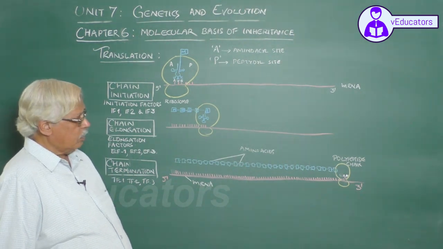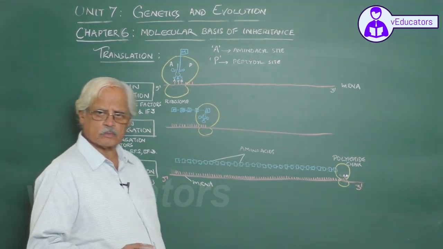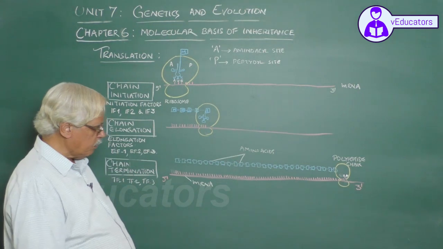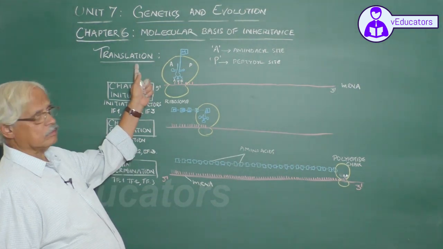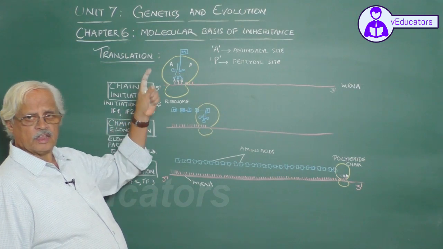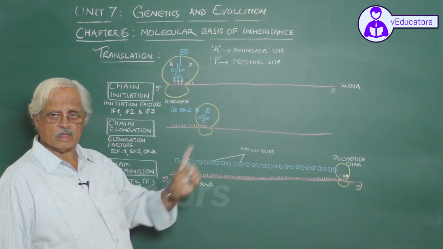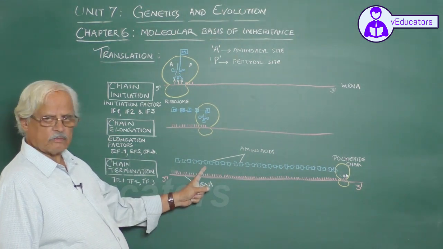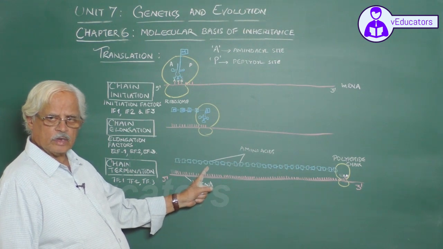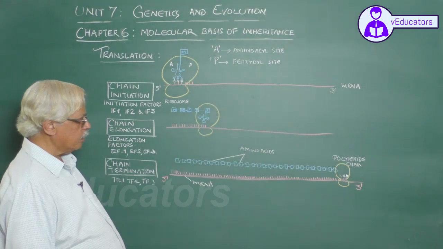So normally only one transcription, only one mRNA is formed, and that mRNA can enter into any number of translations, each with a ribosome, resulting in the formation of many molecules of the same protein or same polypeptide.